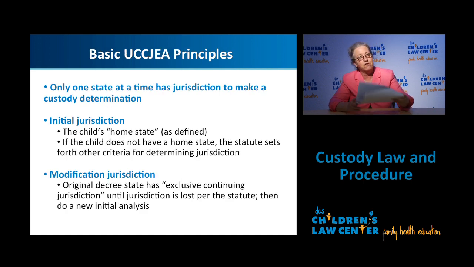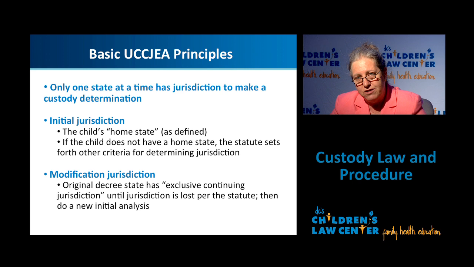So I want to just flag some basic UCCJEA principles for you. The most important one is that only one state at a time can hear a custody case. 2 states can't have jurisdiction. Both Maryland and DC can't make a custody decision. It's going to be one or the other.